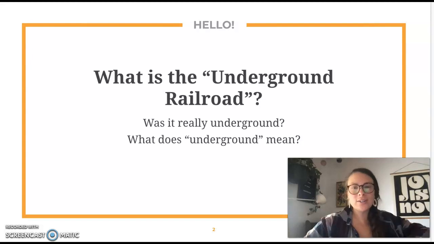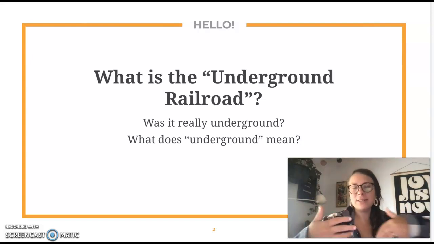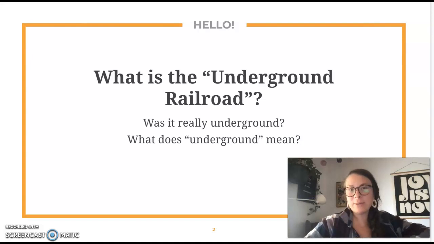We have 2 words here that make us think it was really a railroad and it was really underneath the ground, but it wasn't. The railroad was a group of people who got together and decided that they wanted to support individuals who were hoping to escape slavery. They were people who connected their homes and cities and churches and created safe spaces for those escaping slavery.